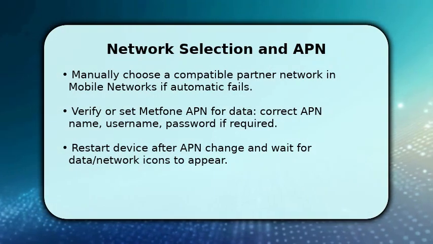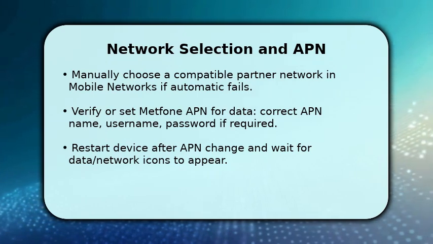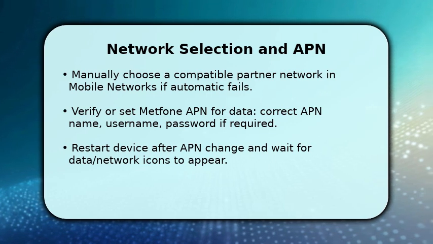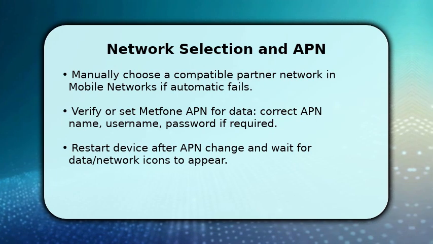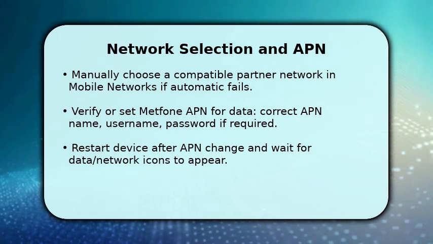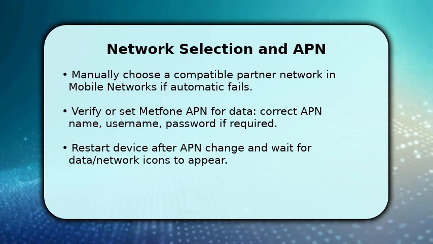Once roaming is enabled, you may need to guide the phone to a compatible partner network. Open mobile network settings and try manual network selection. Pick a strong, listed partner operator rather than automatic if registration fails repeatedly.